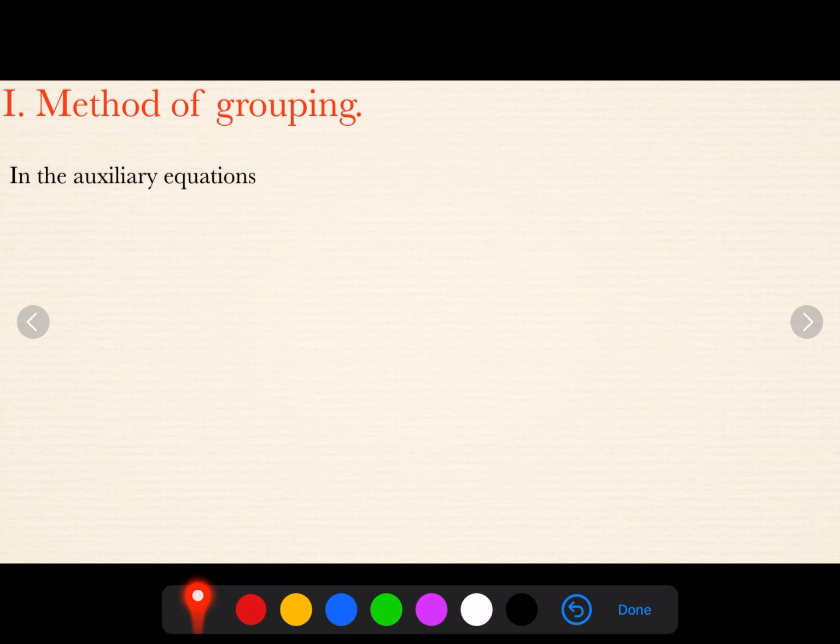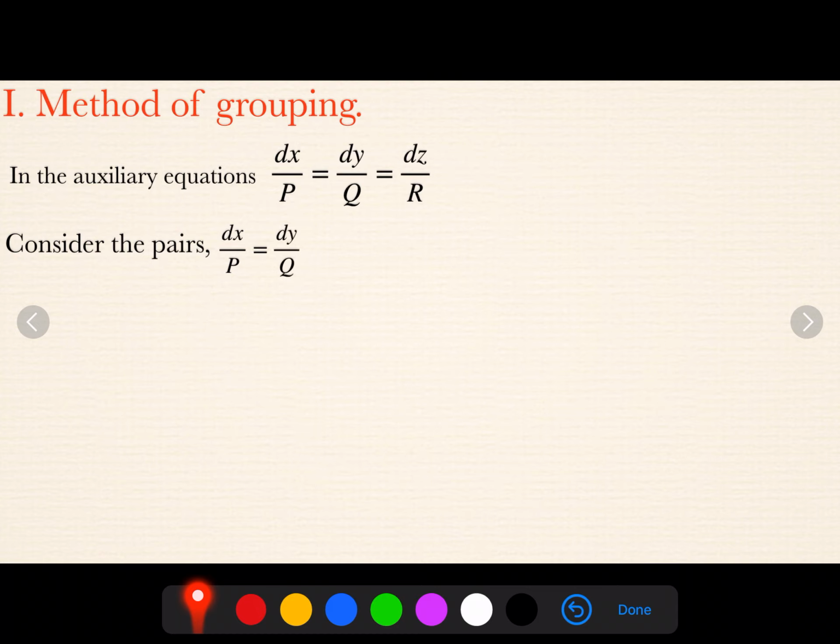We will explain how the method goes. In the method of grouping, first we need to write the auxiliary equation, that is dx/P, dy/Q and dz/R. Then we need to consider pairs like this, that is dx/P = dy/Q, the first two terms, or you can consider the second and the last term, or the first and the last term. Any two pairs you need to consider here.